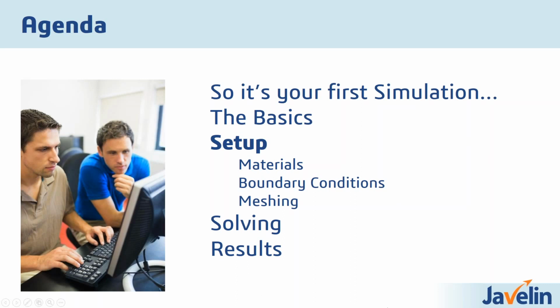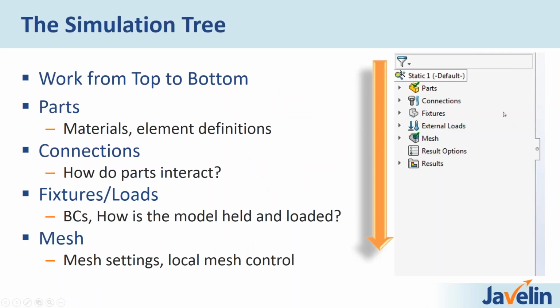If you follow the same steps from start to finish on every model, we will get the same kind of results. So when we start a new simulation study, and you'll see that in a second, it splits our design tree in two. We get this new little simulation tree over on the left-hand side of the screen, and what we need to do is work from the top of that tree down to the bottom. And there's four main things we need to do there.